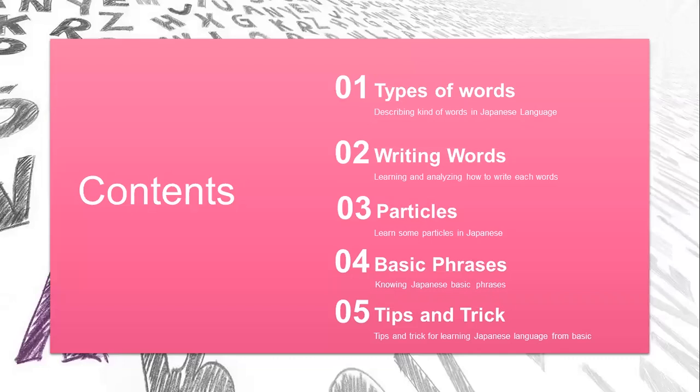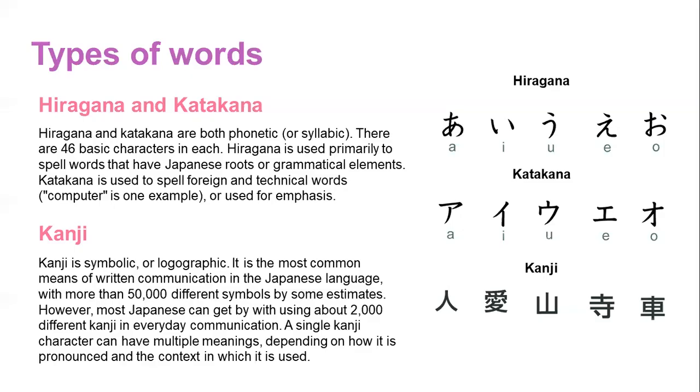In this presentation, it contains types of words, where I will describe the kinds of words in Japanese; writing words, learning and analyzing how to write each word; and the third is particles, learning some particles in Japanese. And the fourth, basic phrases, knowing Japanese basic phrases that could be important if you want to travel in Japan. And the last is tips and tricks, where I will give you tips and tricks for learning the Japanese language from the basics. Okay, let's check it out.